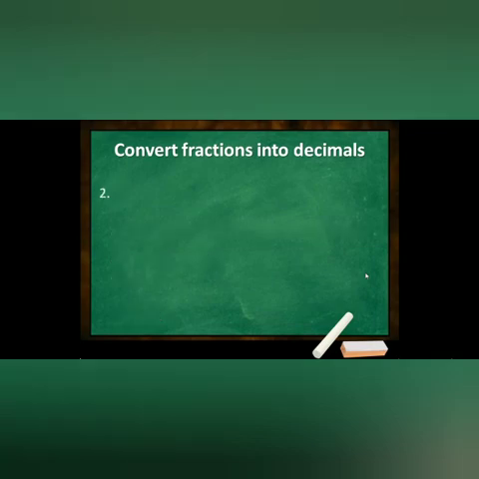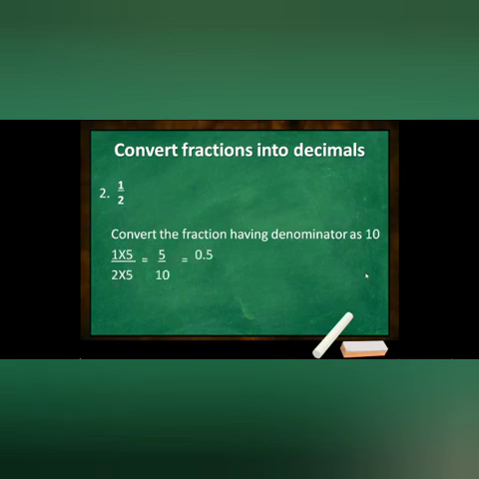Now the second one, 1 upon 2. Now first we will multiply. We will bring the denominator to 10. Now here with what number will you multiply? To bring it to 10, you will multiply with 5. So 1 5 is 5, 2 5s are 10. So 5 upon 10 will be equal to 0.5. That I told you, you have to count the number of zeros from behind and put a point. Therefore, 1 upon 2 is equal to 0.5.